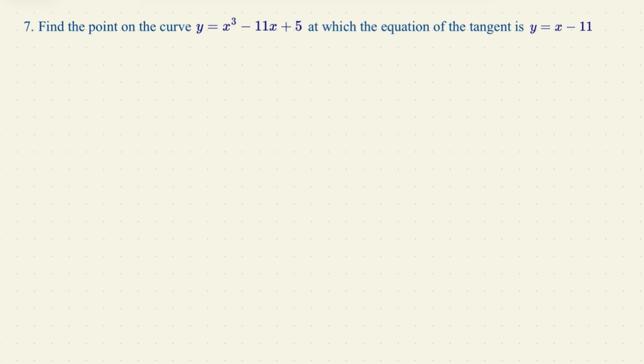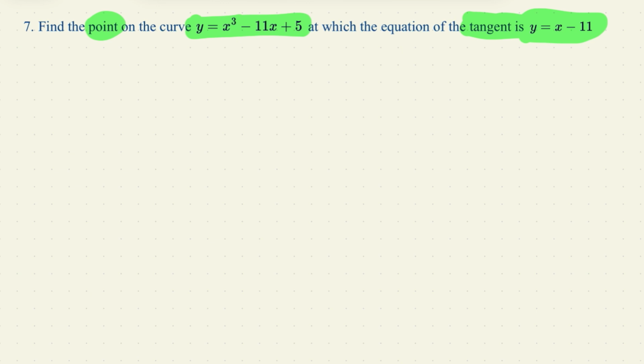Question 7. Find the point on the curve y equals to x cube minus 3x plus 5 at which the equation of the tangent is y equals to x minus 11. See here, this question is different from the previous one because here we have to find the point of contact, and the given is the equation of the curve and the equation of the tangent is also already given. Now we have to say that this tangent of this curve is at which particular point.